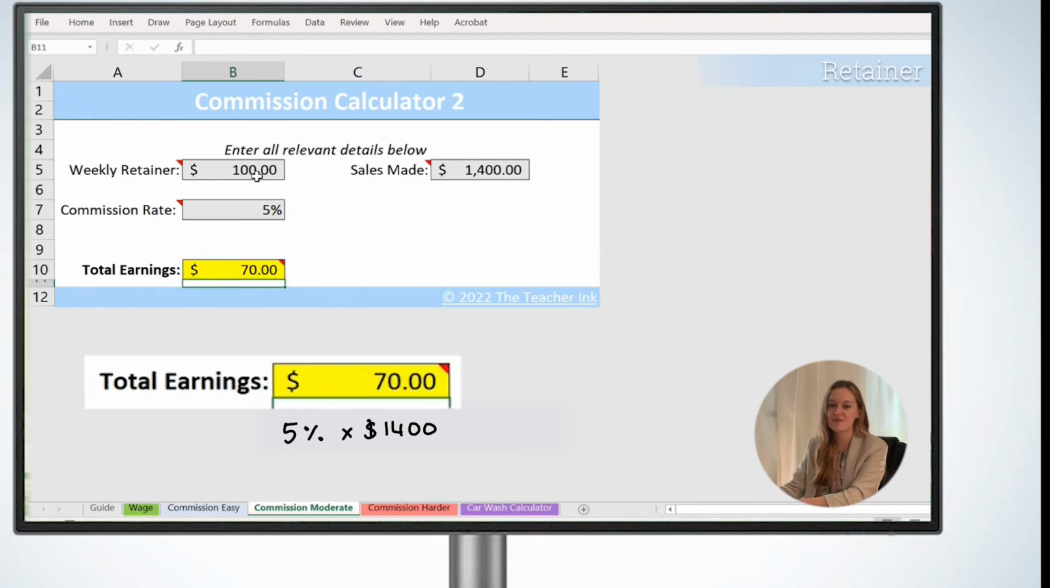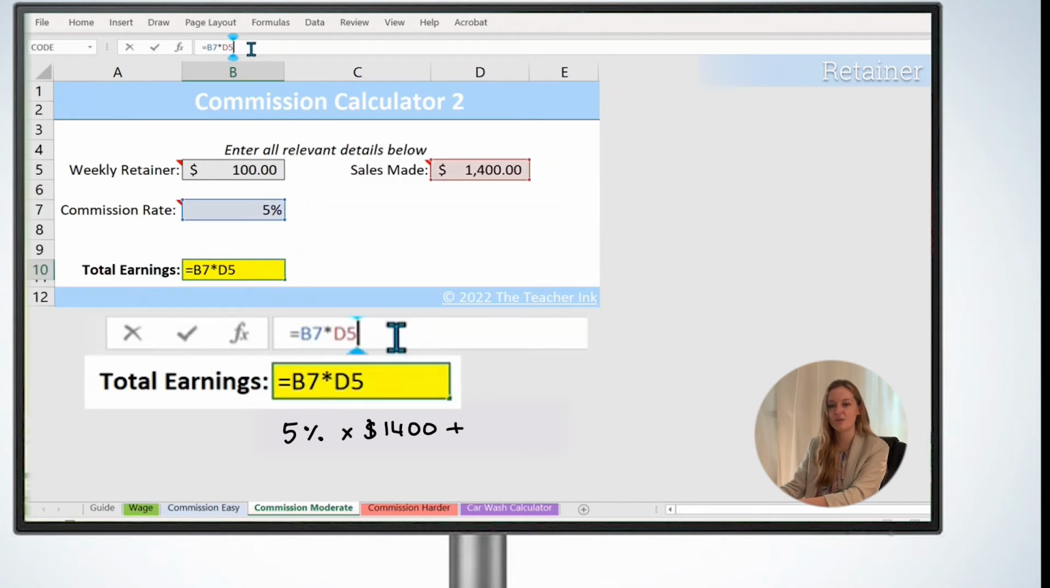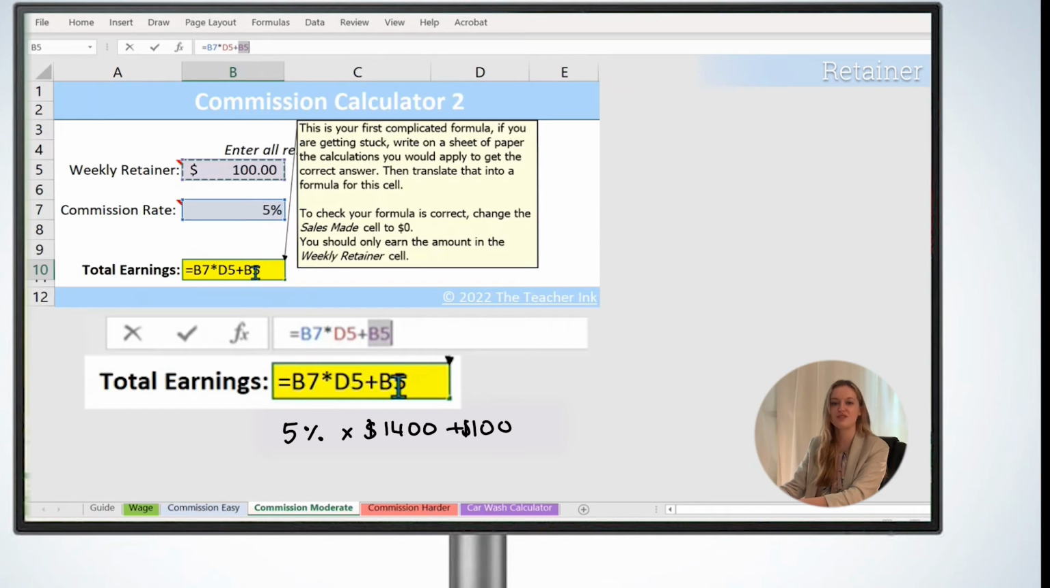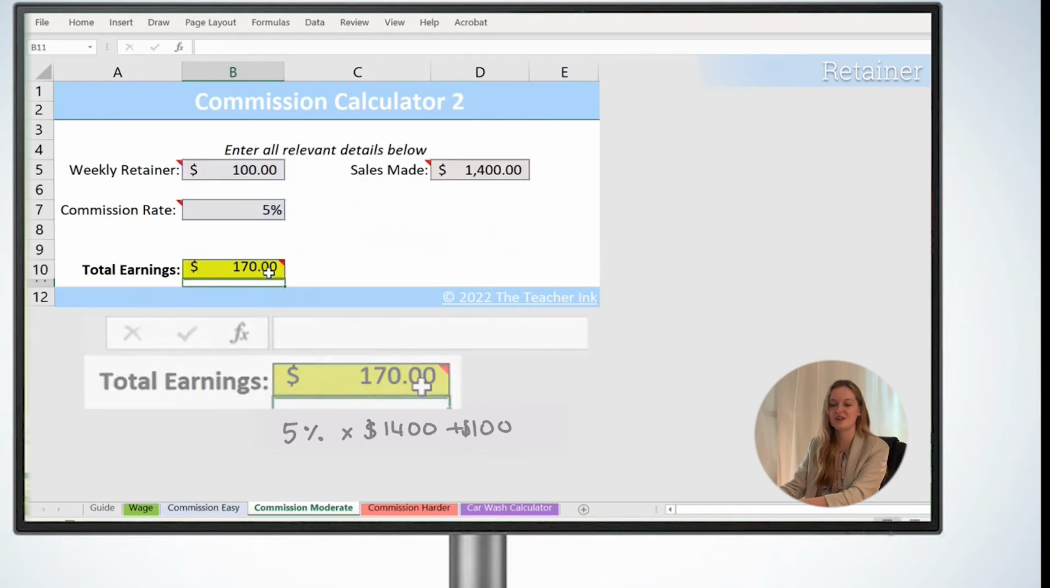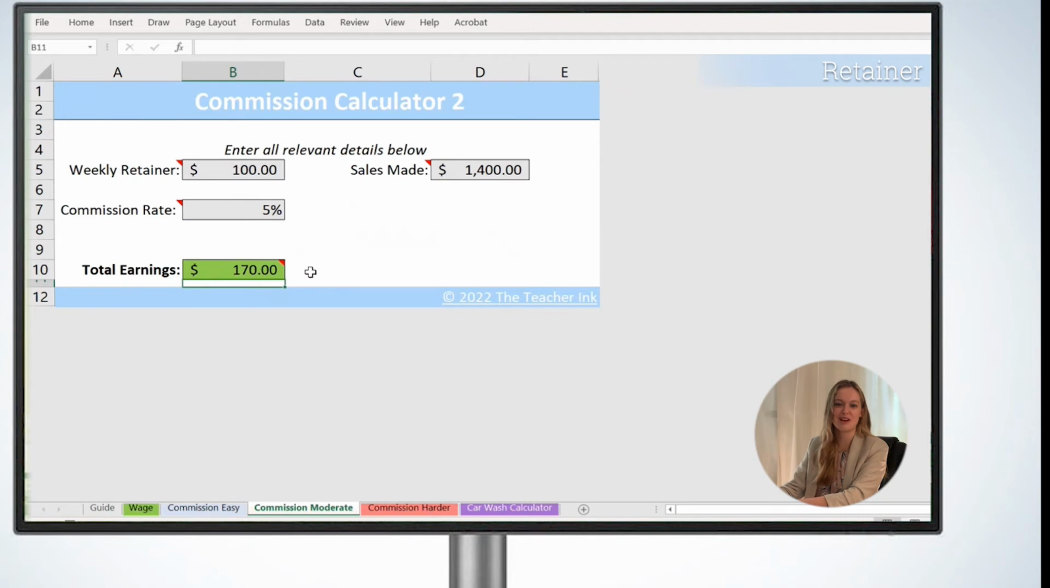It's my retainer. To edit a cell with a formula in it, we can click on that cell and at the top here we'll have a formula editing bar. Let's include the retainer as well by adding it to my commission earned. A simple plus B5 should do here, and the cell has turned green. Hooray!